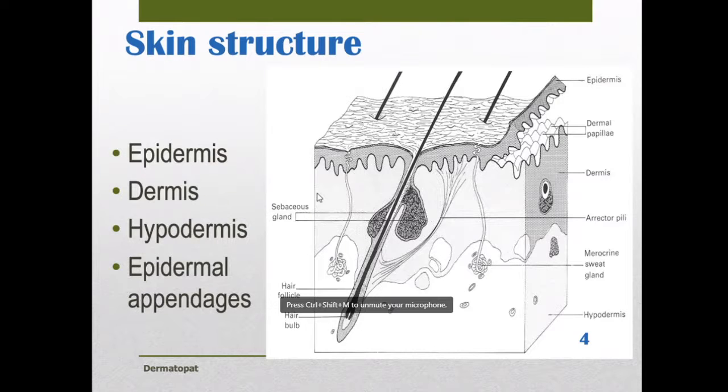So for these hair follicles or hairs themselves to move and so on, we have smooth muscle cells, which are called erector pili muscles. These are important, and actually they have a role.